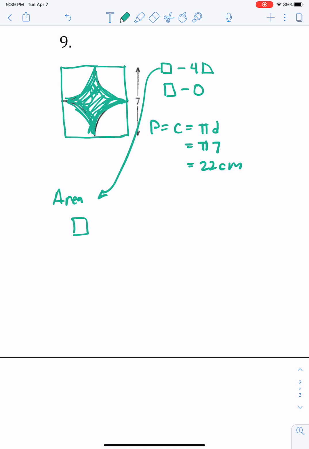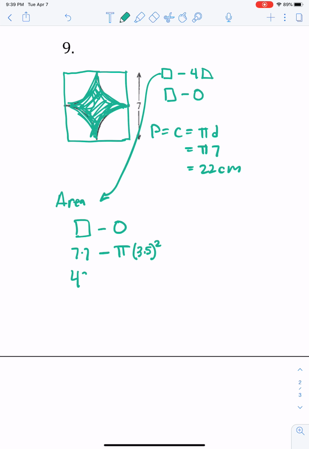To find the area, that's where this square minus circle thing comes in. So if I write square minus circle, it's really basic, I know. The area of a square is 7 times 7. And the area of a circle is pi times 3.5. That's the radius squared. That's 49 minus 38.5, which comes out to be 10.5 centimeters squared.